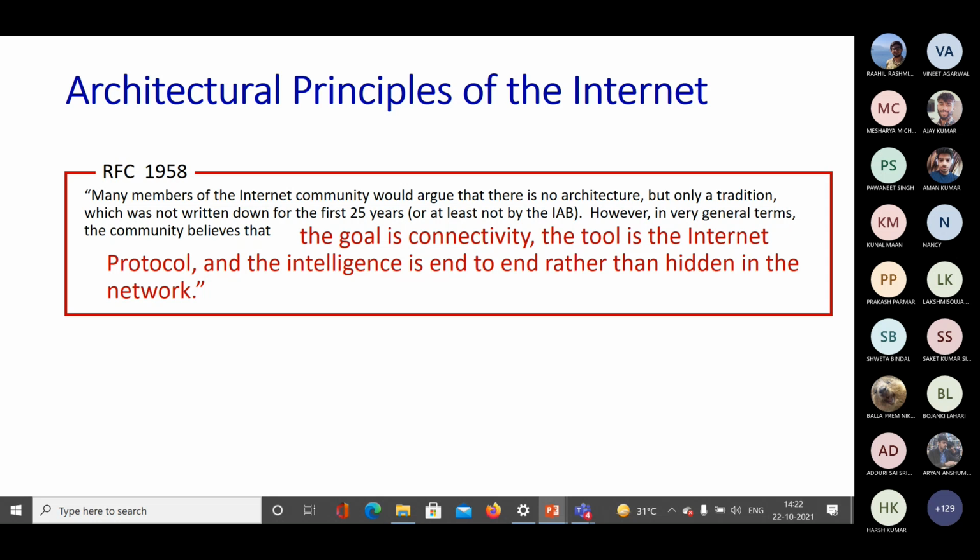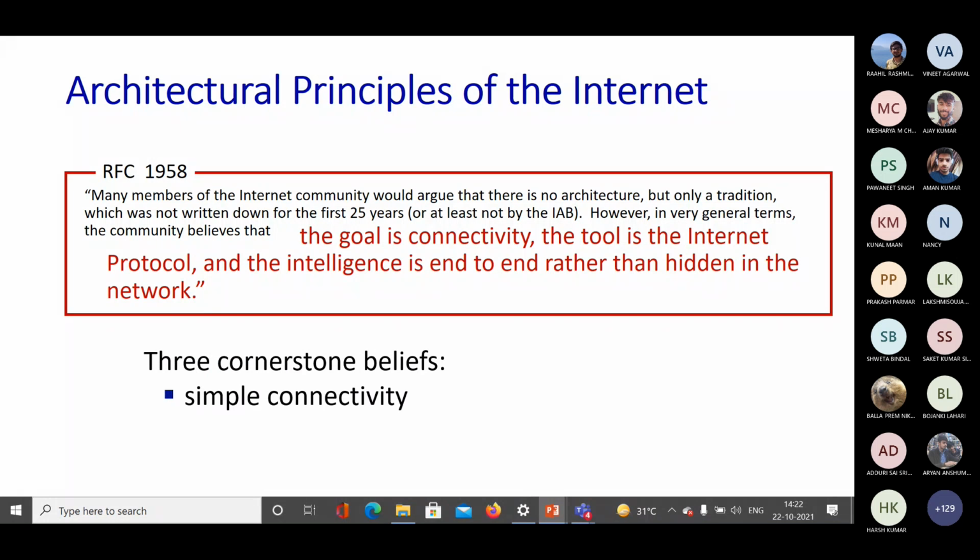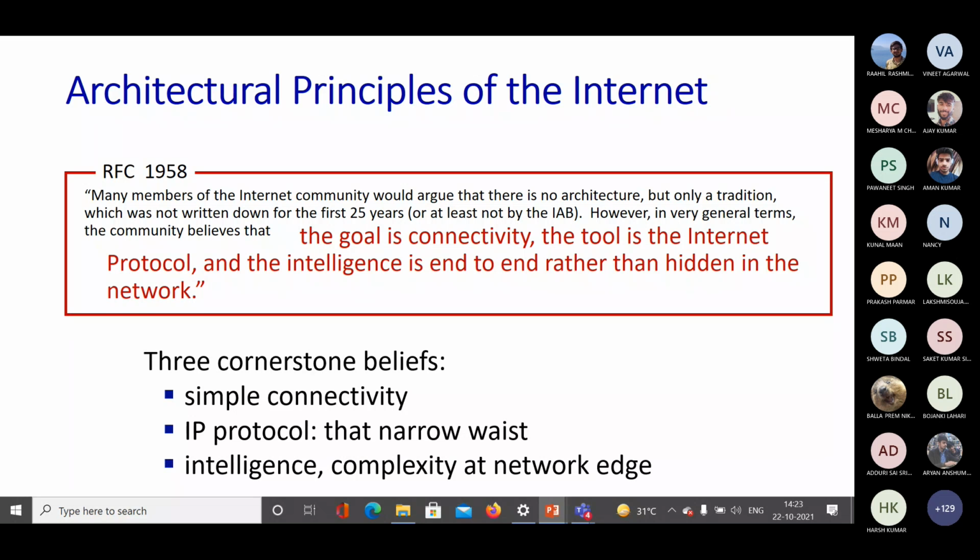Anyways, this is just the architectural principle of the internet. It is simply saying what the three cornerstones are. One is you need simple connectivity, you need the IP protocol, and you need intelligence or complexity at the network edge. So let's go through this once more. Simple connectivity is you need a very simple way of connecting from one host to another over the entire network. That is one.